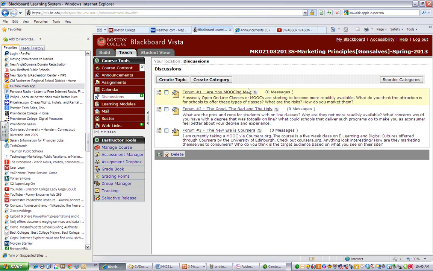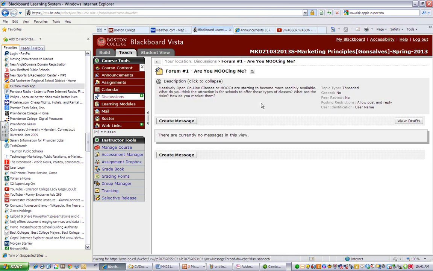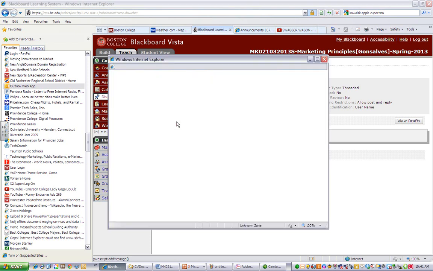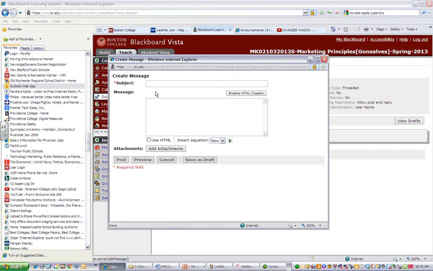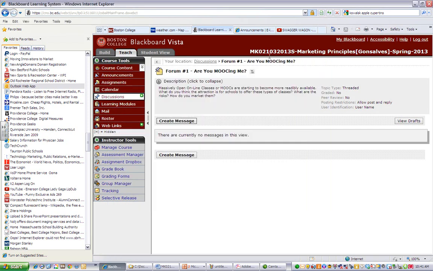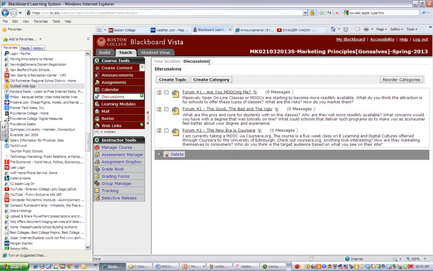And then you spend some time on the discussion board. So here's an example of 3 fora that I have posted. You'd go to one of these fora and take a look at them, and one is talking about massively open online classes. I think we might have mentioned this in some of the sessions in class. They're becoming readily available. What do you think the attraction is for schools to offer these types of classes? What are the risks? How do you market them? And then you would respond, create a message and start a threaded discussion based on this particular topic. You'd put your comments there and post it, and then others would take a look at your comments and respond to that, and so on and so forth. So typically 3 to 4 fora are posted every week, depending on what the topics are.